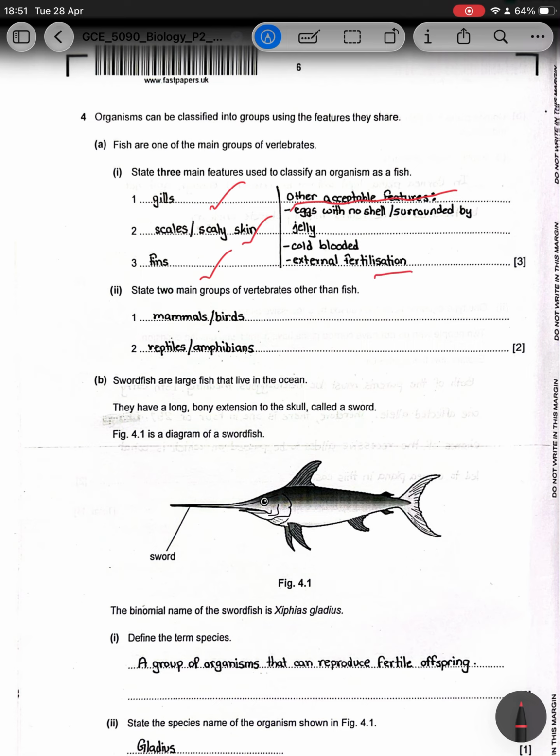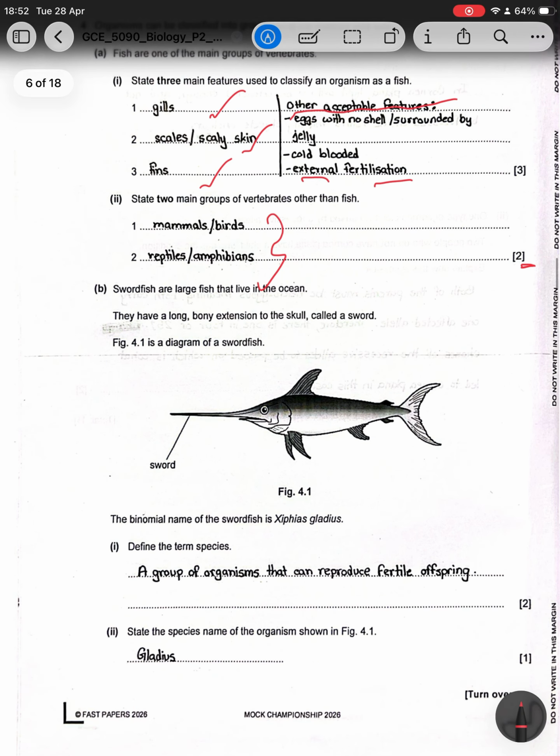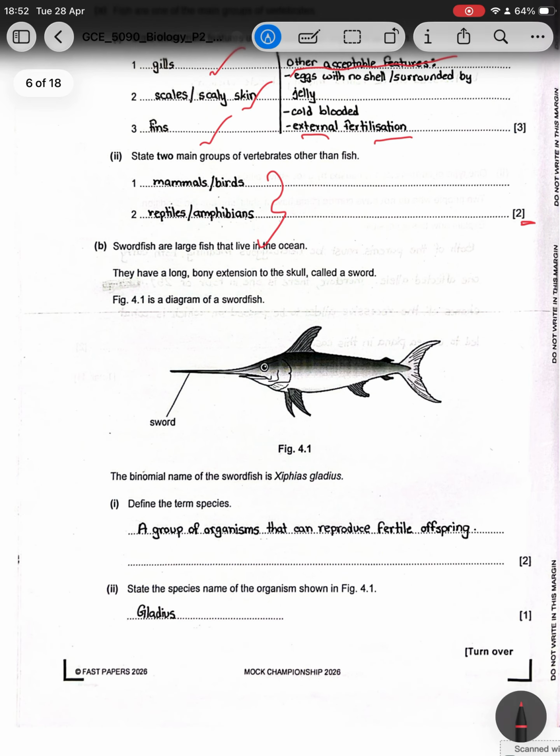2. State 2 main groups of vertebrates other than fish. So either 2 from the 4 can be mentioned to get 2 marks. So either mammals and birds, or reptiles and amphibians, or any mix of the 4.